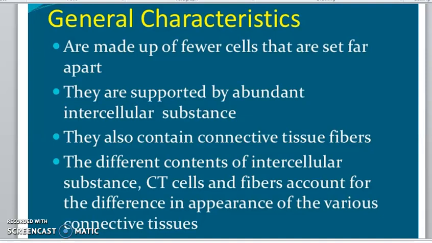Connective tissue cells and fibers account for the difference in appearance of various connective tissues. That is, the constituents of the intercellular substance, the connective tissue cell itself, and even the fibers present form the different presentations that we see in connective tissues.